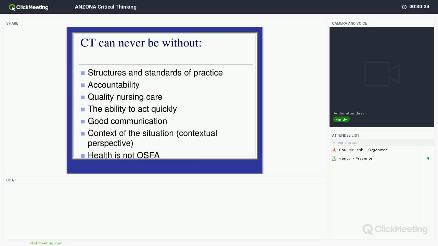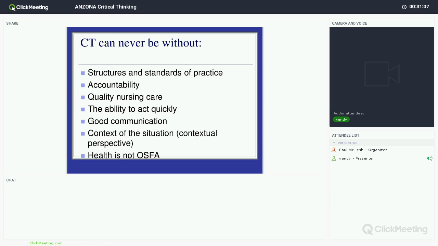Critical thinking is all well and good, and we certainly do need it within our practice, but that doesn't mean we just go off making decisions on our own without any basis to them, or that we sit back and try and problem solve every single situation that we're doing. What it can never be without is the structures and the standards of practice that are in place already. It can never be done without accountability. Quality nursing care always needs to be the motivation and what's underpinning what our actions are.